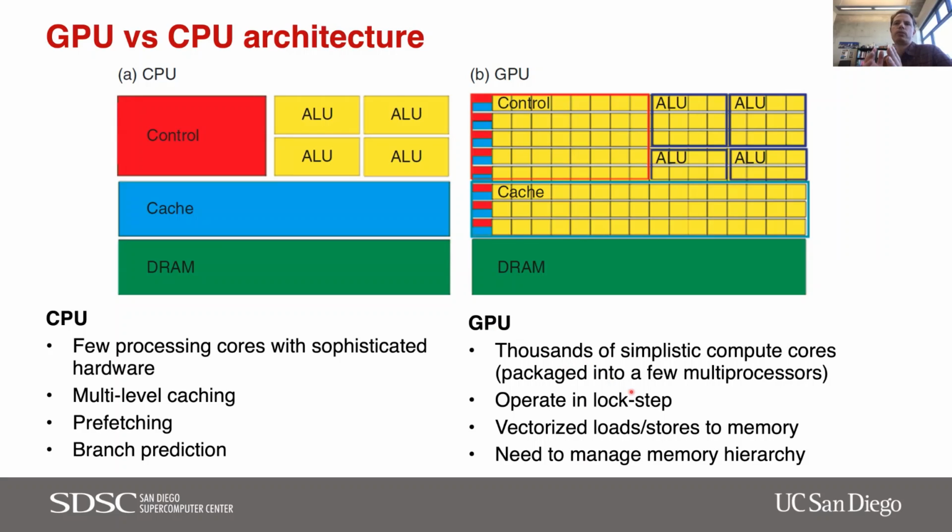Those are packaged into several multiprocessors. Similar to a modern CPU where you have many cores, on a GPU you would have many of these so-called multiprocessors, and each multiprocessor has multiple compute cores. These compute cores operate in lockstep, which means you need to program them in a data parallel way, so that they do the same operation at the same time, just on different data elements. For instance, in a vector addition. Then the GPU does vectorized loads and stores to memory, and you have to take care of the memory hierarchy.